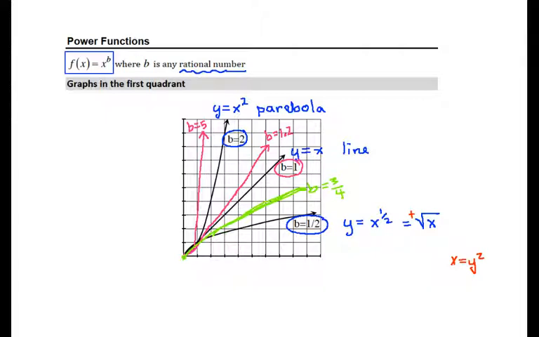Or if we had a very small fraction, then it would be closer to the x-axis here. It would grow more slowly, like b equals 1/4. All of these pass through the point (1, 1) and the point (0, 0).